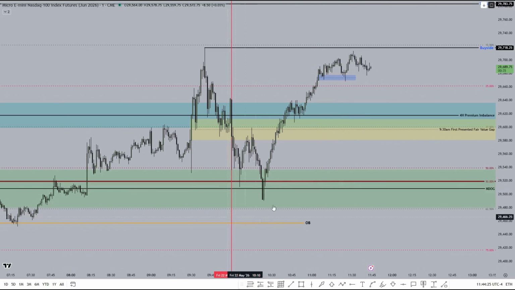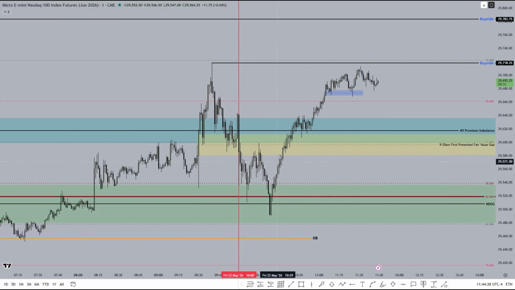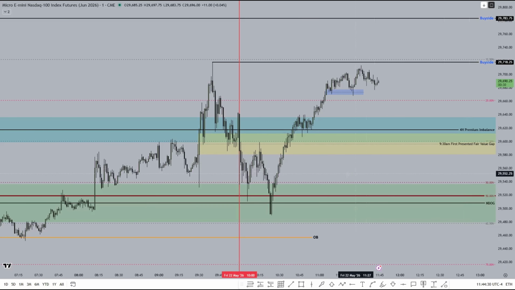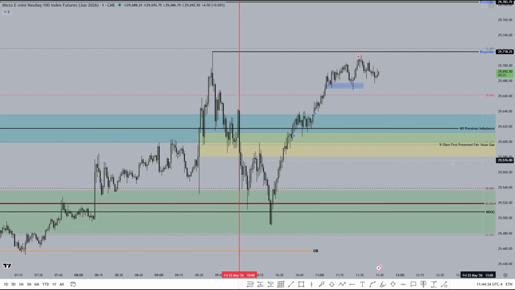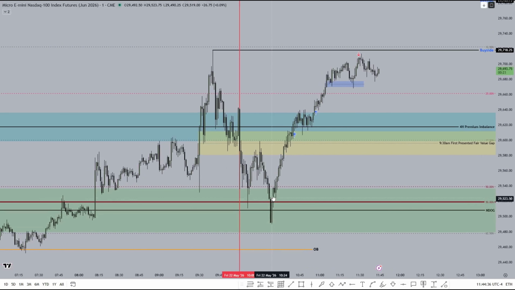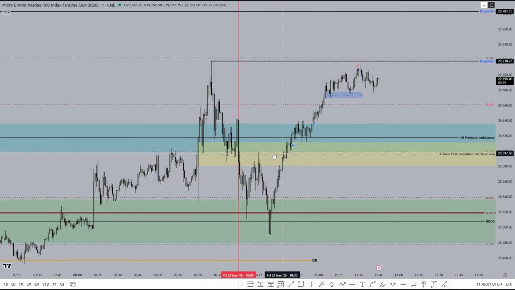So now, once we have all of this met, all we're looking for is a change in the state of delivery, okay? So if we put these execution marks back on, we can see that yes, we had the change in the state of delivery down here with this shift above this order block and this inversion fair value gap and the creation of this new fair value gap. But this is more advanced stuff, and that's not what we're here to teach today. But then we had this shift above this market structure here, and this is also a shift above the midpoint of this first presented fair value gap.